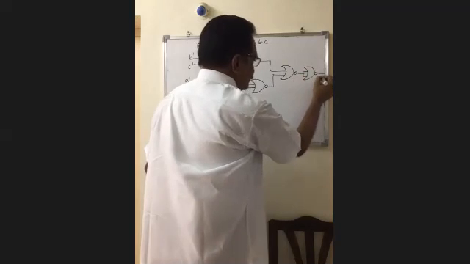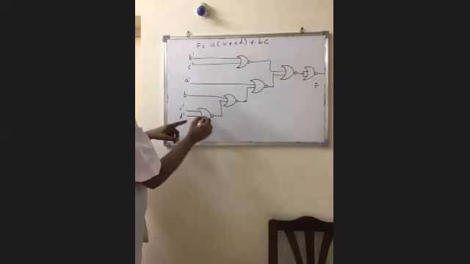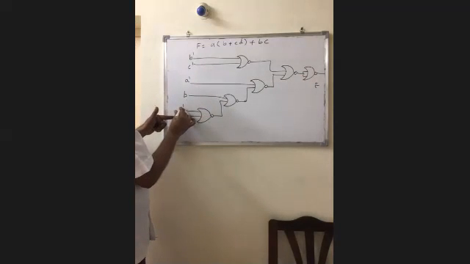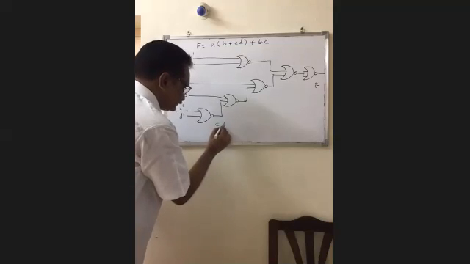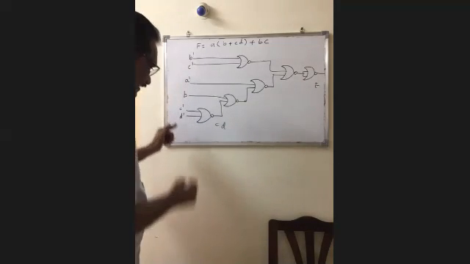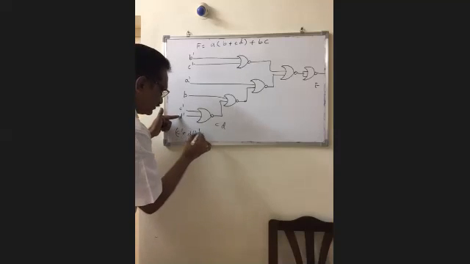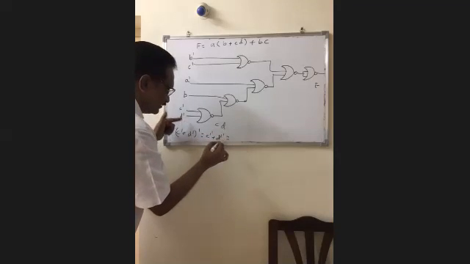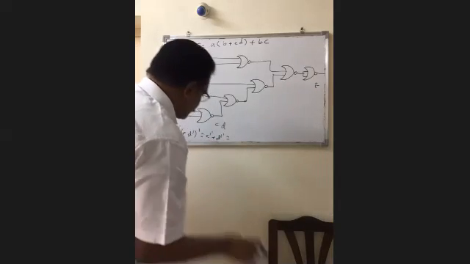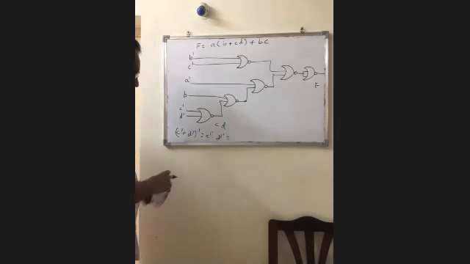Observe the expression F here, stepwise. So what is the output of this gate? It's C dash plus D dash whole dash. So that can be written as CD. Actually this one is equal to C dash plus D dash whole dash. According to De Morgan's theorem, it can be written as C double dash into D double dash. That is equal to C into D.